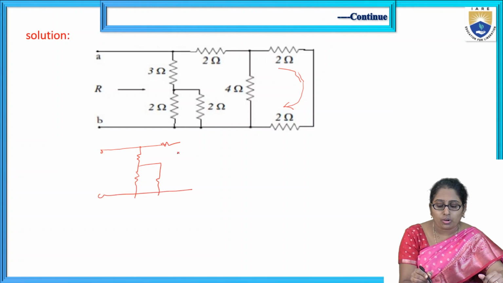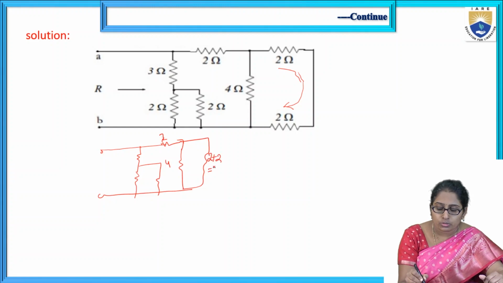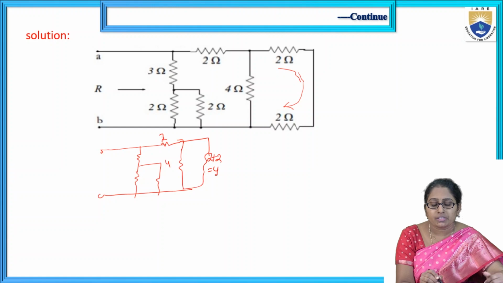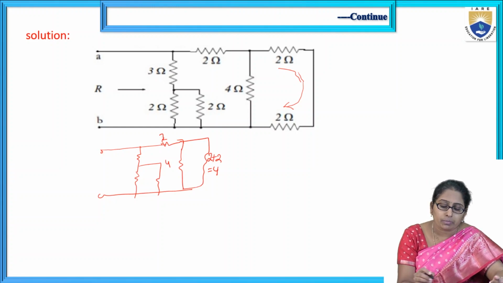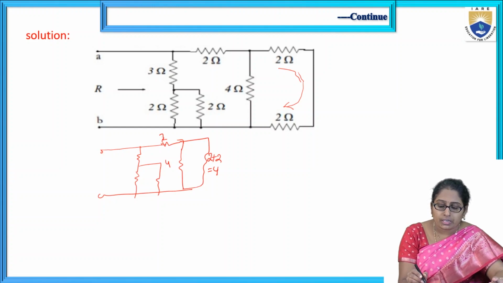The circuit is drawn, and this value is given by 2 plus 2, whose value is 4. They are in series, that's why it is simply the sum. Next step. What is the next step?